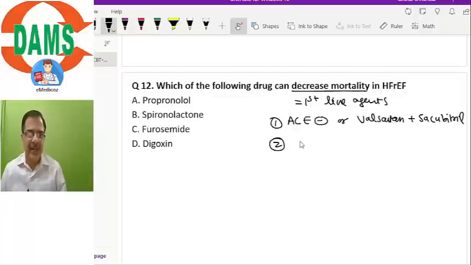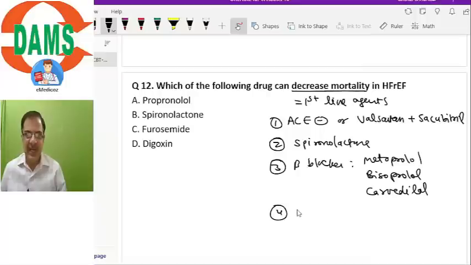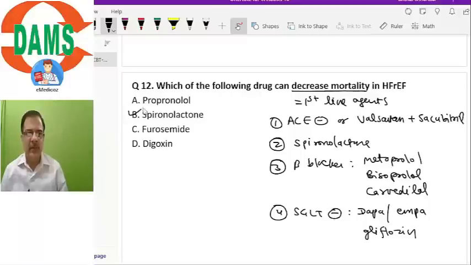Second agent is anti-aldosterones like spironolactone. Other agents include beta blockers, but very importantly, the beta blockers which reduce the mortality are metoprolol, bisoprolol, and carvedilol. Not all the beta blockers. And number fourth is the SGLT inhibitors like dapagliflozin or empagliflozin, gliflozins. So the answer here will be spironolactone.